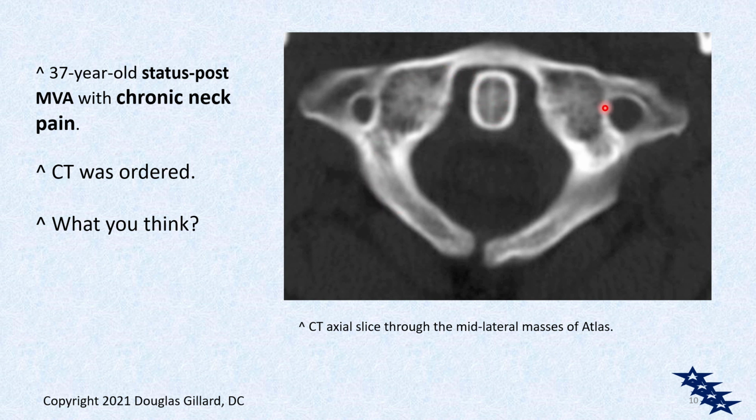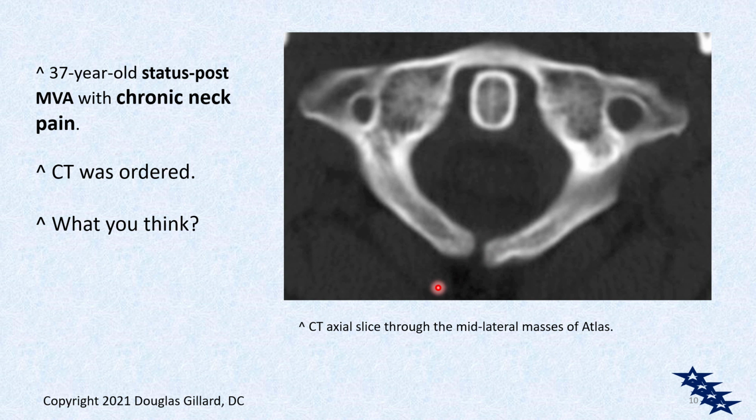And there's the ring of Atlas, but we can see the anterior arch is nice and white. In fact, it's too white. There's the lateral mass, transverse foramen, and you can see that we have a gap, don't we? And it's not perfectly in the midline. Now, the question is, is that a fracture or not?